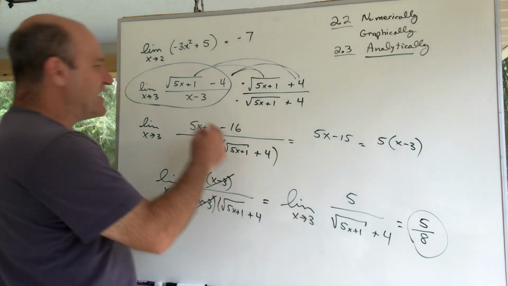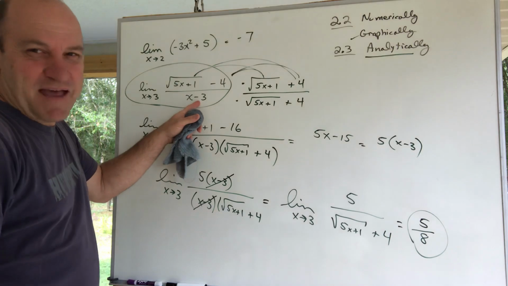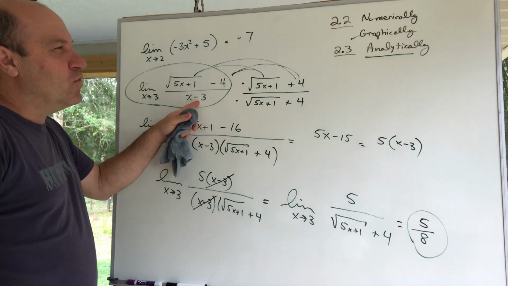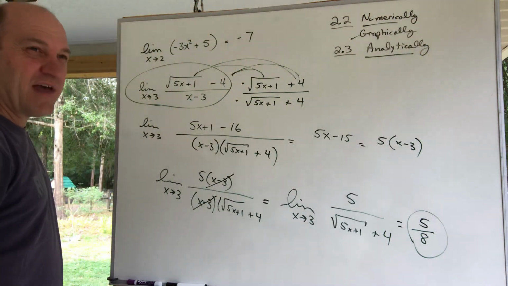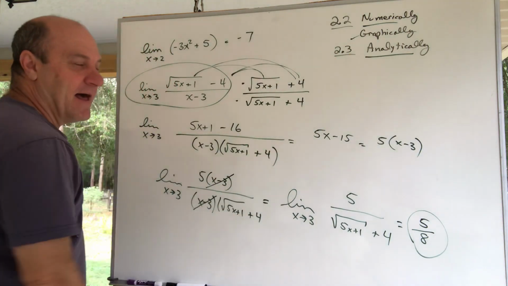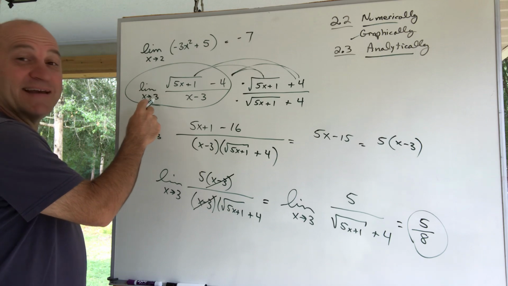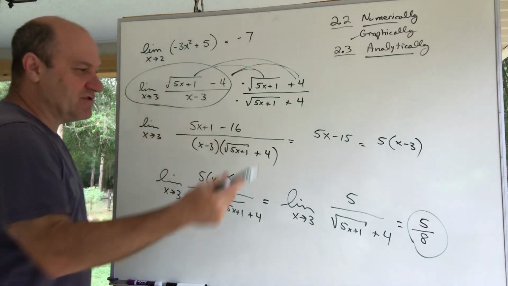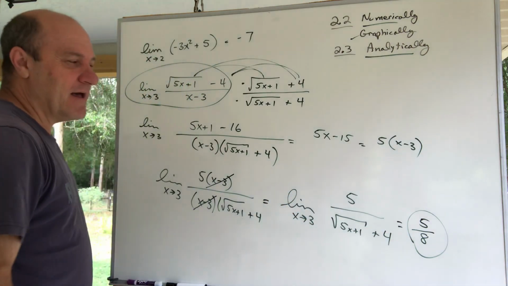What would you do? Try to sketch a graph of this and look at it graphically? Maybe, but that might be tough, dude. Would you try to do it numerically? You can always sort of do that. You might not get full credit, not when I say do it analytically, but you could plug in a 2.9999 and try to do the math and see what you'd get. Would you get 5/8? You should get something close to 5/8.